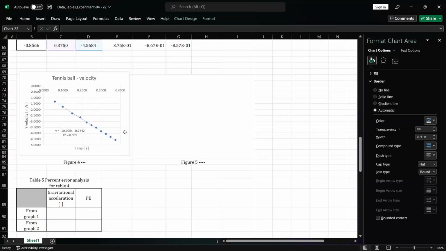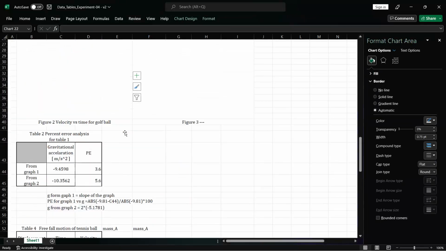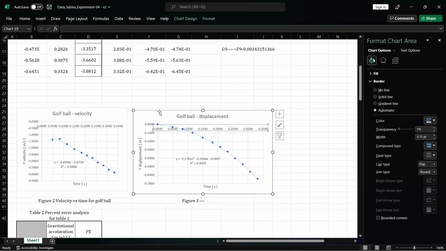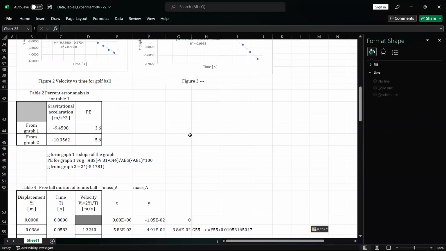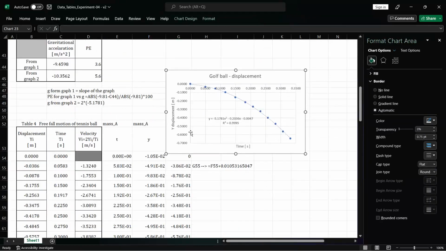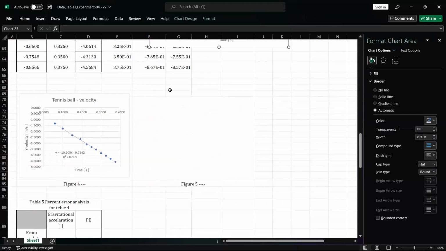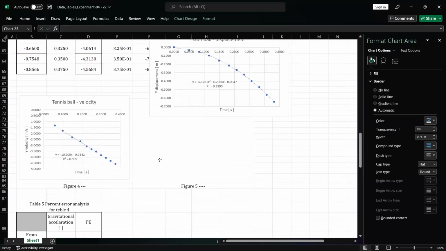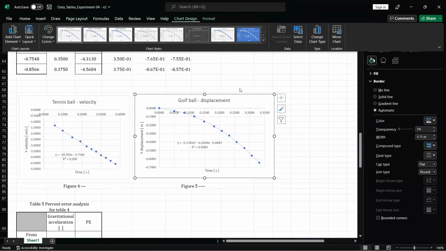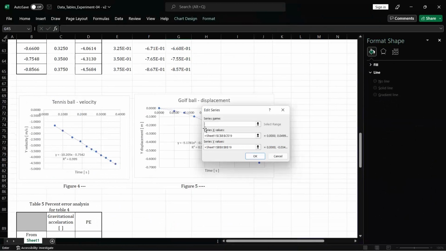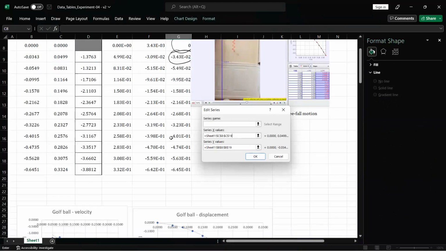The next graph you can also do the same way. Instead of making a new graph, click on the previous displacement-time graph, copy and paste it, click and drag, then double click, chart design, select data, series one, edit.